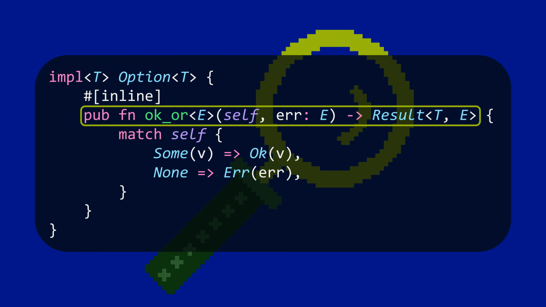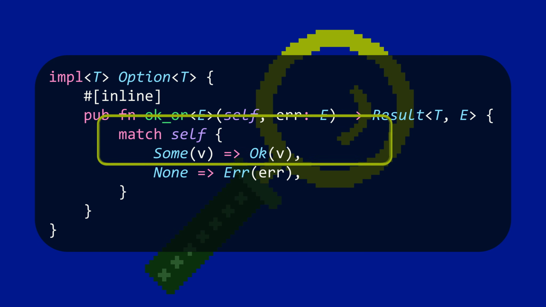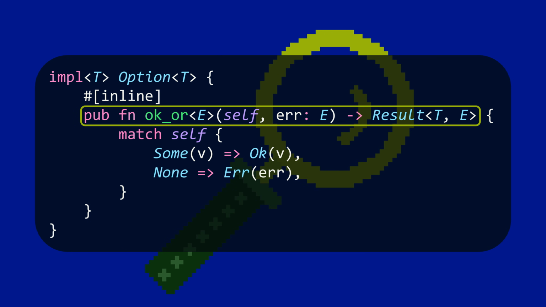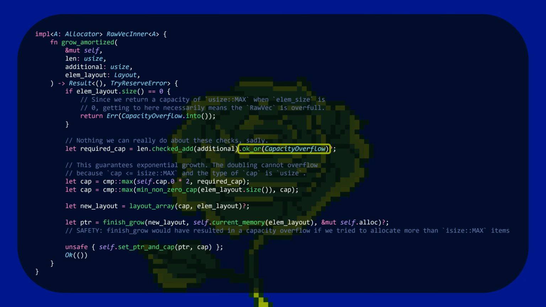This method takes an option self and an err and returns a result. If self is a some variant, we return an OK variant with the same data. If self is none, we return an error variant containing the supplied error. The method transforms an option into a result. We use ok_or on the checked add to get either an OK with the add's result or an error with a capacity overflow error.